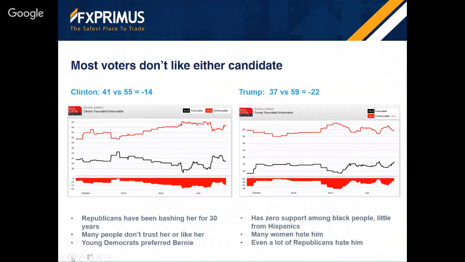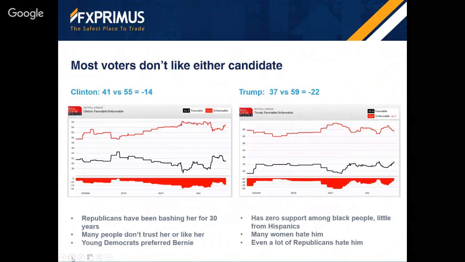You have to understand the Republican Party has been bashing this lady since she became First Lady in 1993. They've just raked her over the coals. They called her every name in the book. They sued her. It's just unbelievable. But you know, you repeat a lie long enough, people start to believe it. A lot of people don't trust her, or at least don't like her. And that's the older people. The younger people prefer Bernie Sanders, who appealed to them much more. So she's very unpopular. She's the second most unpopular person ever to run.